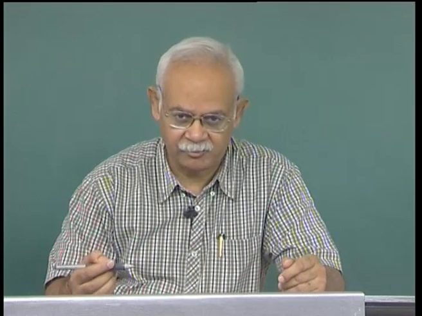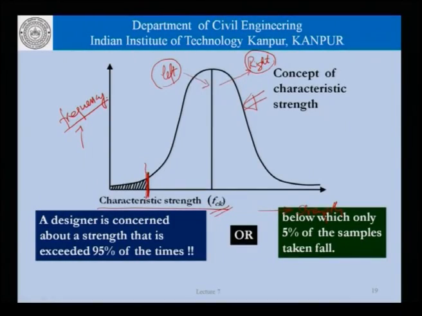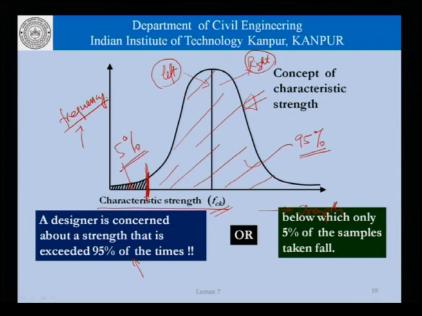Now, given the fact that concrete strength varies, and assuming that it varies in a normal manner, a designer is concerned with the strength here such that the strength that we get from that distribution is such that this area here is 95% or this area here is only 5%. 5% of the cubes or specimens fall below the characteristic strength or are allowed to fall below the characteristic strength, and 95% should exceed the characteristic strength. So, that is the whole concept of characteristic strength.